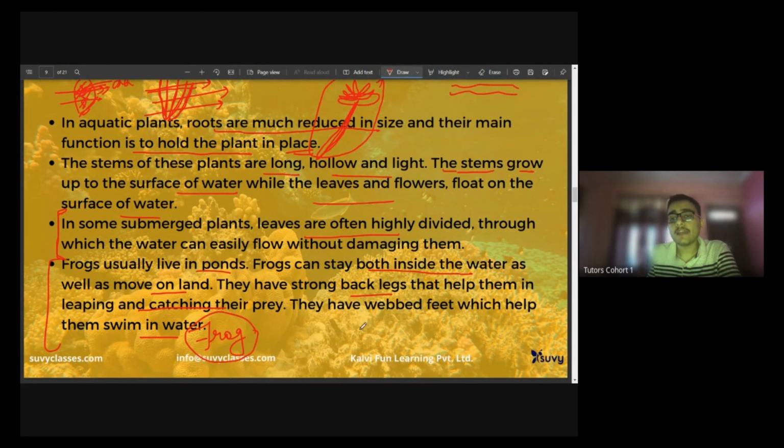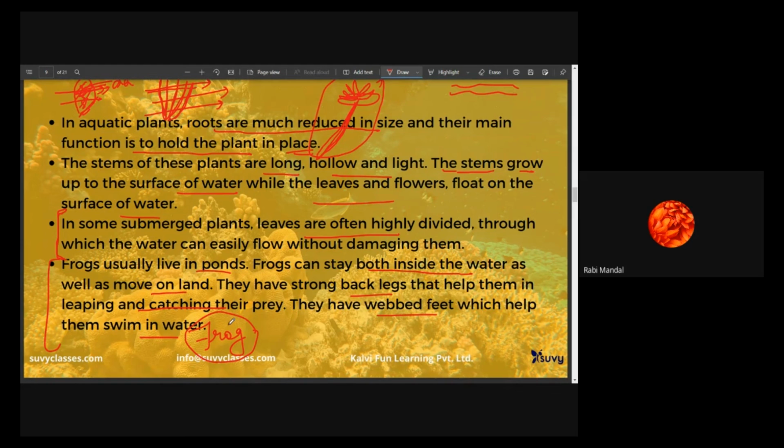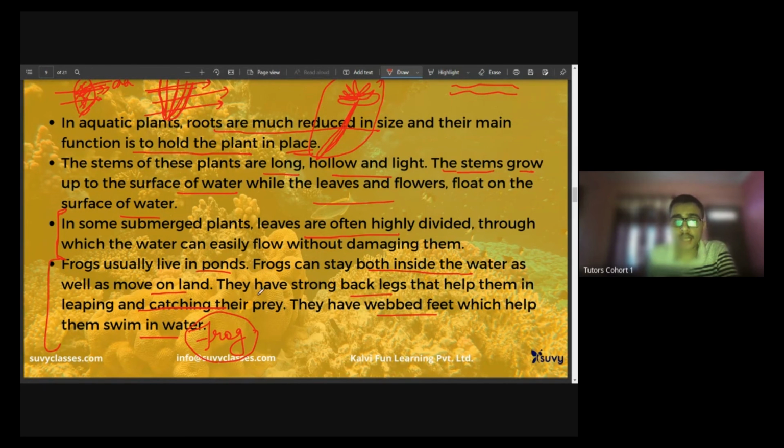So frog has webbed feet. It helps them to swim in water. They have longer tongues to catch their prey, and they can easily jump around here and there. Okay, that was pretty much about the habitats.